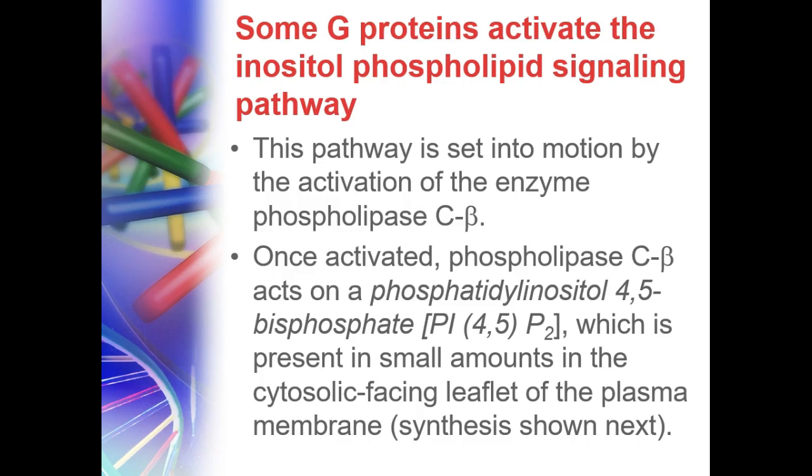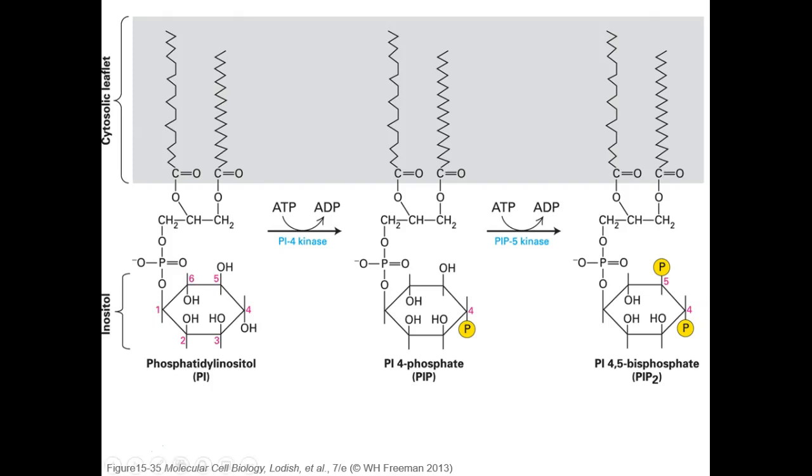So in this pathway, when you activate phospholipase C beta, there is a phosphatidylinositol 4,5-bisphosphate, or we can just call it PIP2 for short, and that is present in small amounts in the cytosolic-facing leaflet of the plasma membrane. When we've talked about plasma membranes, we don't usually talk about phosphatidylinositol. It's usually PE or PC or PS and things like that. But we have PI in small amounts. So this is not drawn to scale.